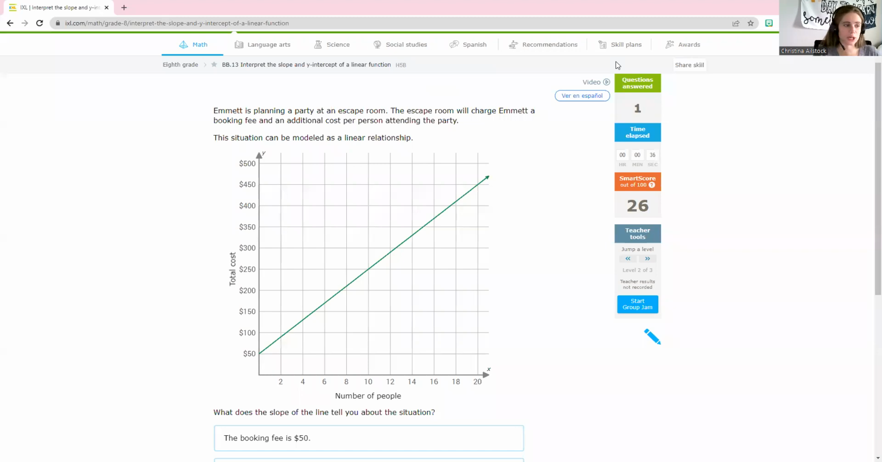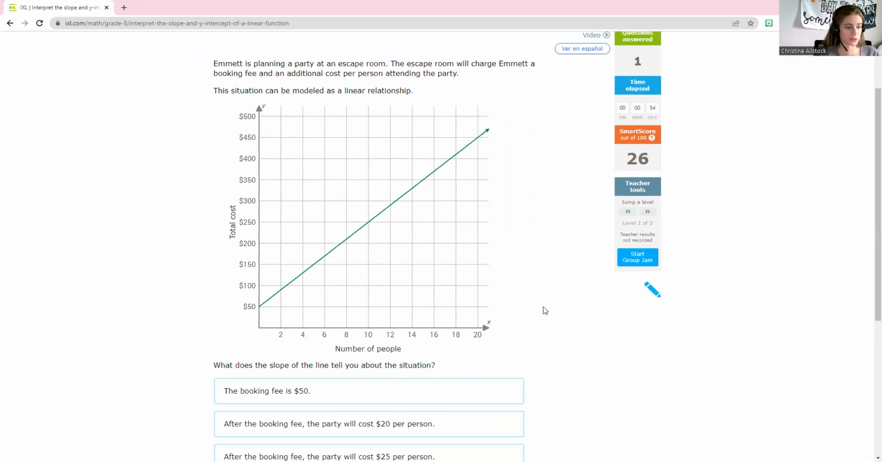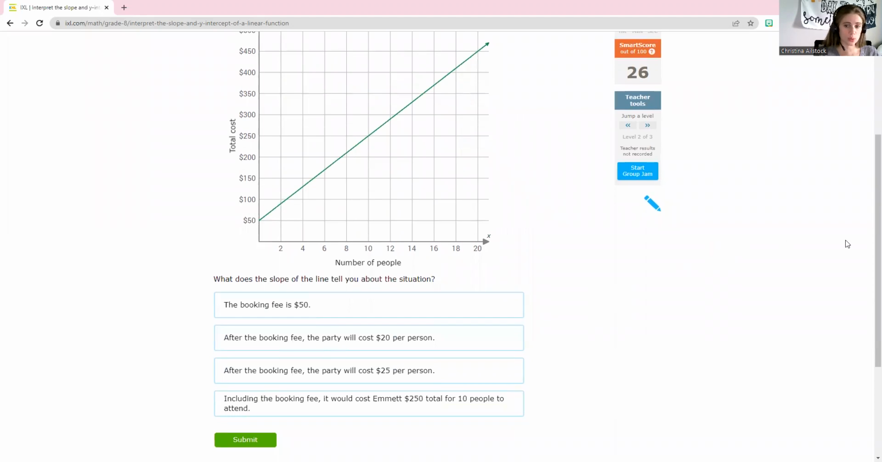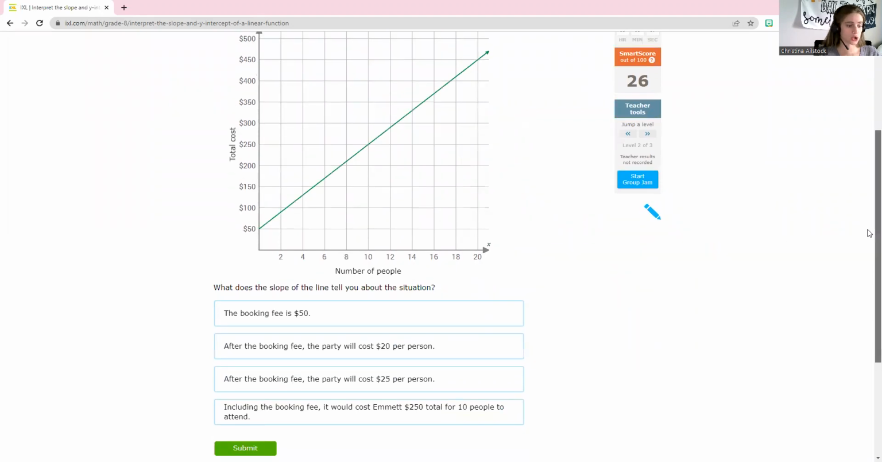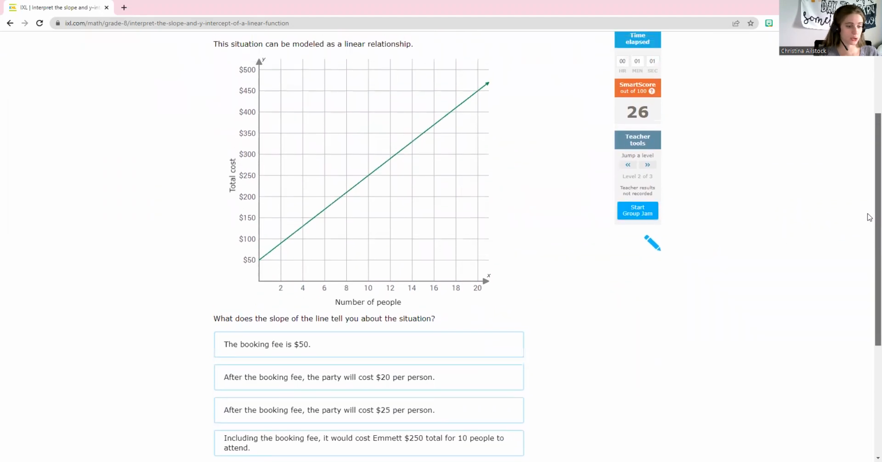All right, let's look at the second one here. Emmett is planning a party at an escape room. The escape room will charge Emmett a booking fee and an additional cost per person attending the party. This situation can be modeled as a linear relationship, and here it's shown. So let's scroll down to see our question. We want to know, what does the slope of the line tell you about the situation?